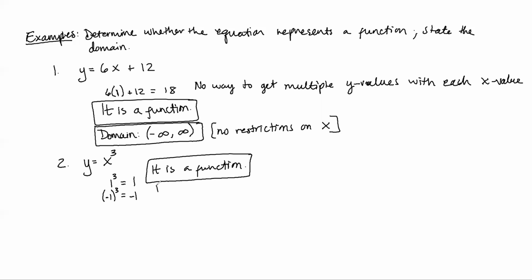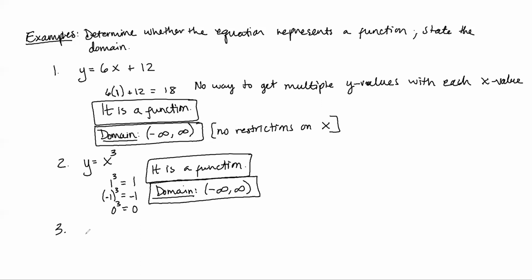And then our domain, again, we've already seen that I can plug in positive values. We can raise any number to the third power, including positive numbers, negative numbers. I could take 0 and raise it to the third power. We would just get 0. So there's no restrictions, and we get negative infinity to positive infinity. This will not always be the case. This is just the case for these two.